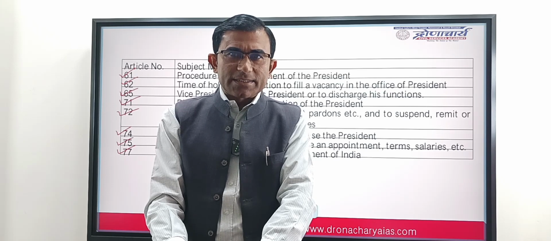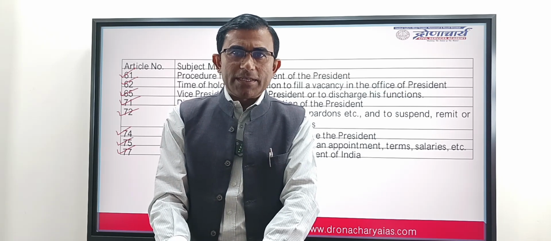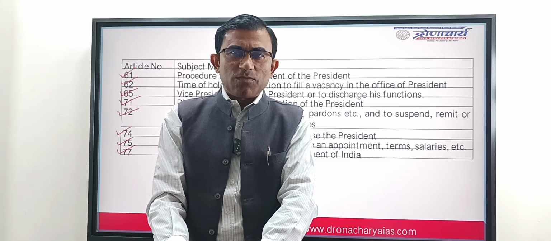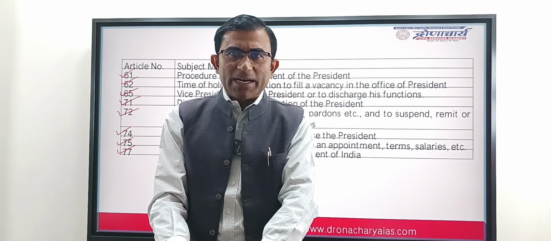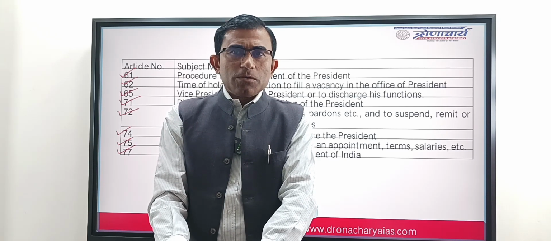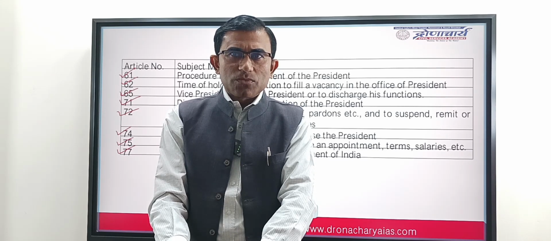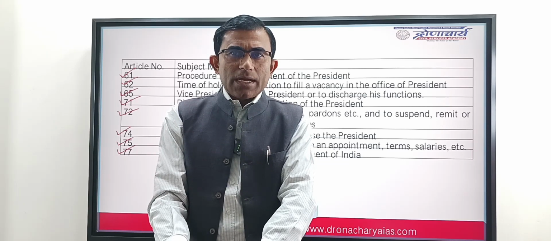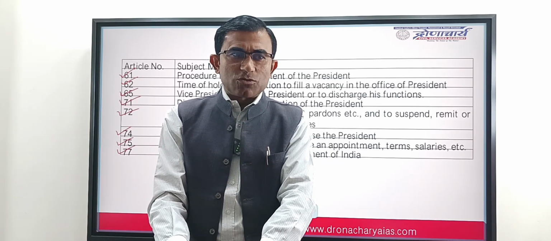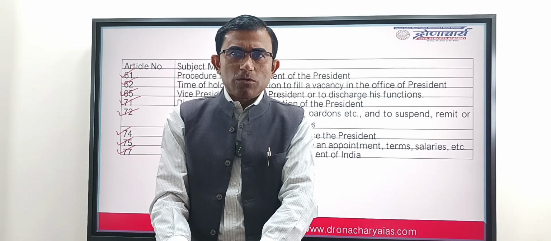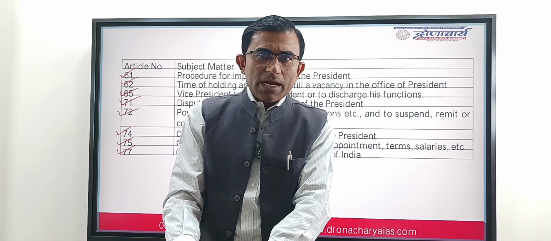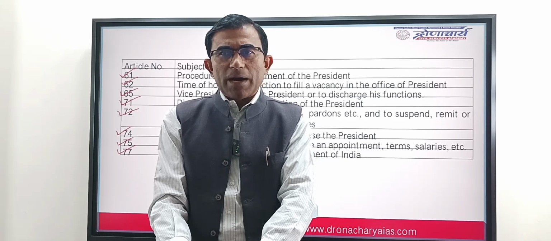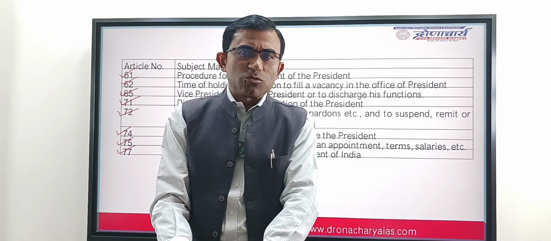And provisions in Article 85, sessions of parliaments, prorogations and dissolutions. Provisions in Article 111, assent to bills passed by the parliaments. Provisions in Article 112, union budget means annual financial statement. Provisions in Article 123, power of the President to promulgate ordinances. And provisions in Article 143, power of the President to consult the Supreme Court.